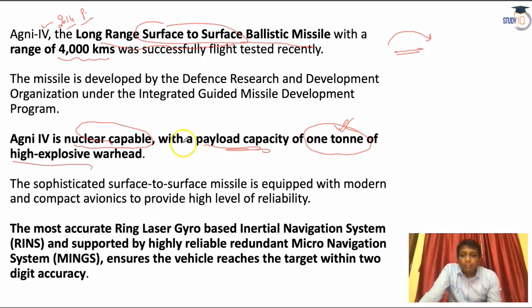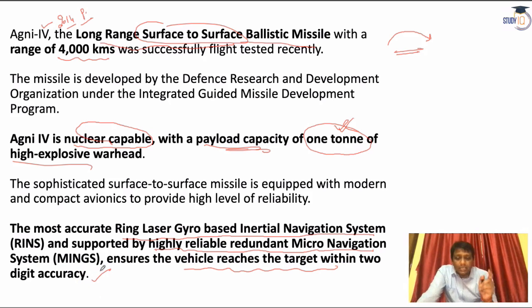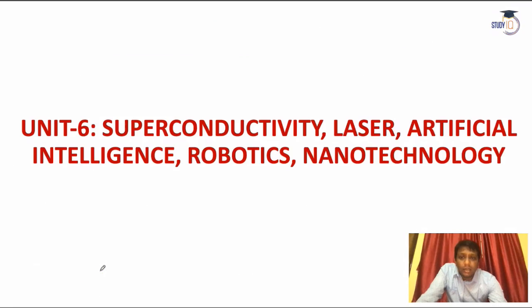The accuracy of the Agni-IV is because of the ring laser gyro-based inertial navigation system, supported by the highly reliable redundant micro navigation system. And so the vehicle reaches the target within 2-digit accuracy. Okay, so these are some instruments which are equipped in the Agni-IV.